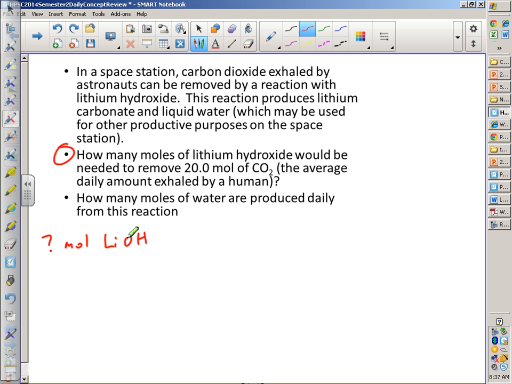All right, so in this first reaction, number 1, we know what we're looking for. What else did they give us to work with? 20 moles of carbon dioxide. We know that we have to get rid of 20 moles of carbon dioxide, right? We know that that's how much a human exhales each day. And yes, I know that there's more than one person on the space station, so we would have to multiply that factor. But if we calculate it on a per person basis, then we can just multiply by 5 or however many people are on the space station, and we're good.